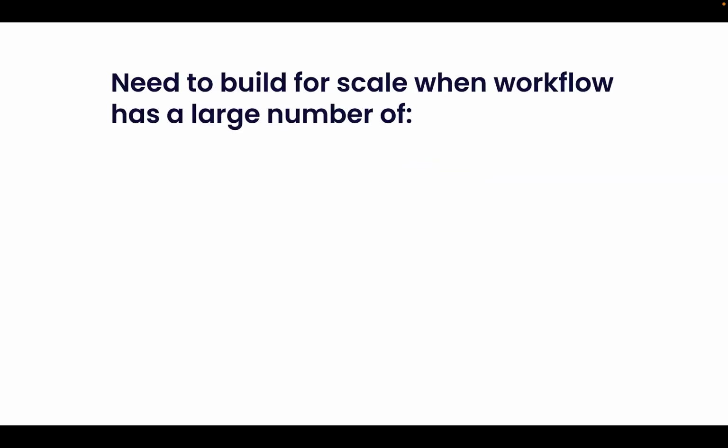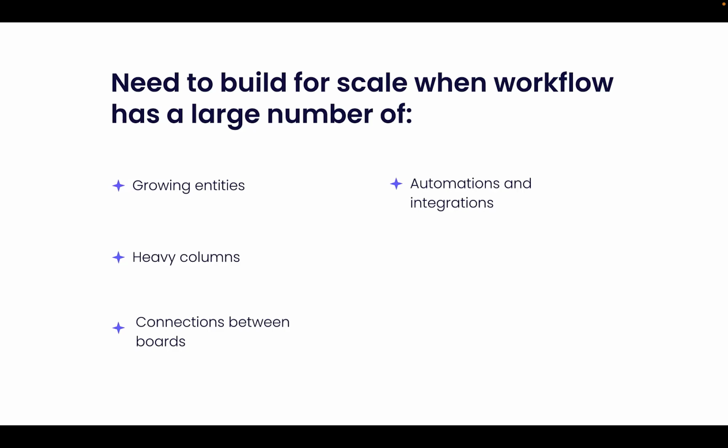The reasons that a workflow would be considered large or with the potential to become large is if one or more of the following characteristics are present. A large number or an infinitely growing number of entities, a large number of heavy columns, a large number of connections between the boards, a large number of automations and integrations, a large number of heavy automations, and a large number of collaborators or users on the same process.